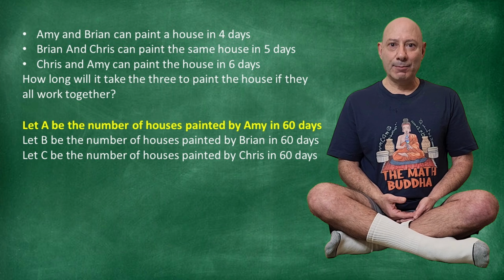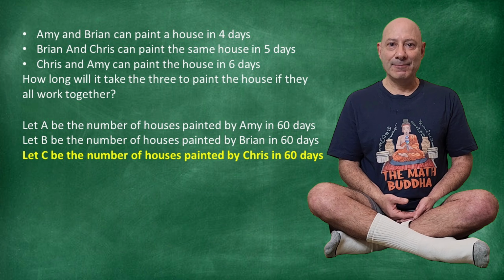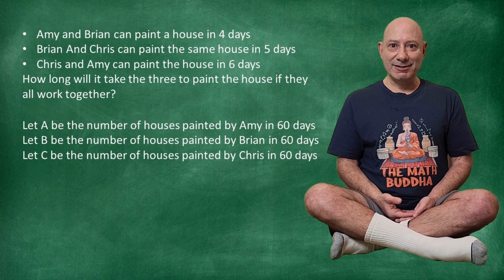Let A be the number of houses painted by Amy in 60 days. B will refer to the number of houses painted by Brian in 60 days. And let C refer to the number of houses painted by Chris in 60 days. Next, let's go back to our original statements and translate them into this new language.